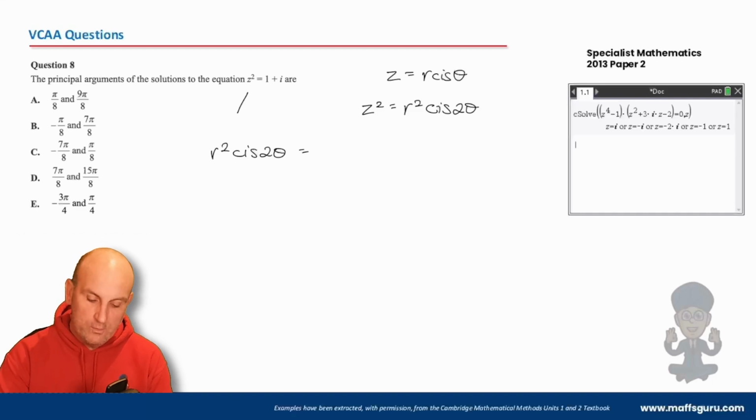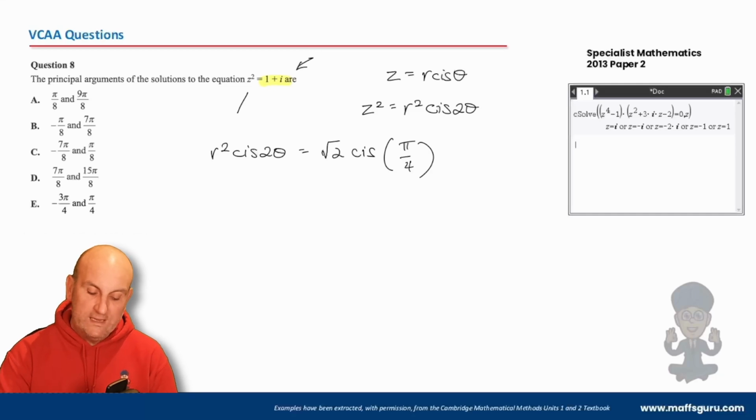Now we know that we can write 1 plus i in cis format as well, because 1 plus i is going to be, well, 1 squared is 1, the coefficient in front of the i is 1, that's going to give me root 2, cis, and what I need to do is find my principal argument of that, and it's actually pi on 4. So there we go, that's pi on 4.